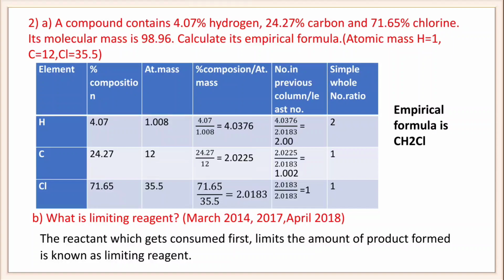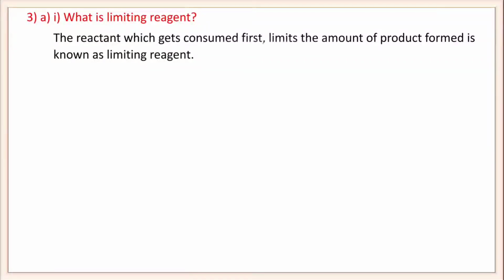See guys, the A question: the compound contains 4.07% of hydrogen. This question is very important, guys. 90% you are going to get it in the annual examination, whatever the state may be, because this is the only one question given in the NCERT. Following? Yes. Go for the next question. What is a limiting reagent? Again the same thing. Already we have discussed this.